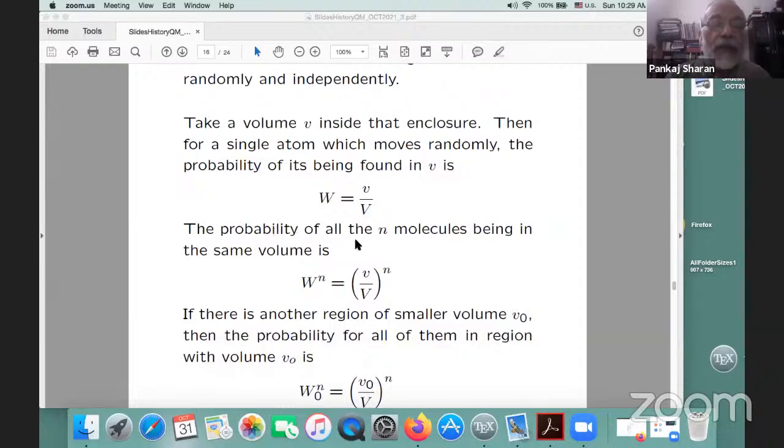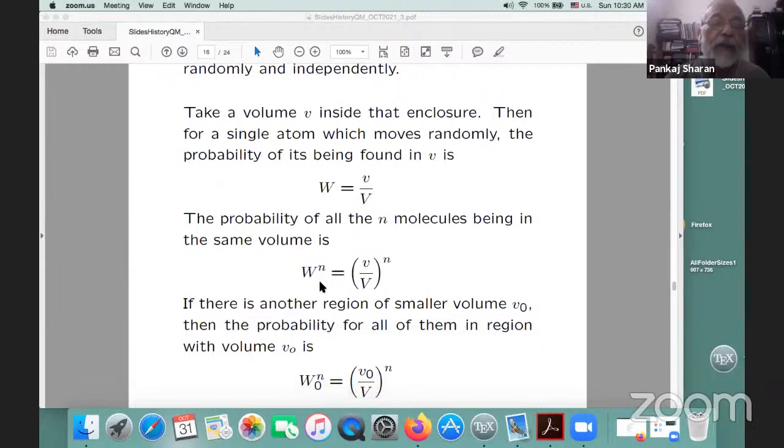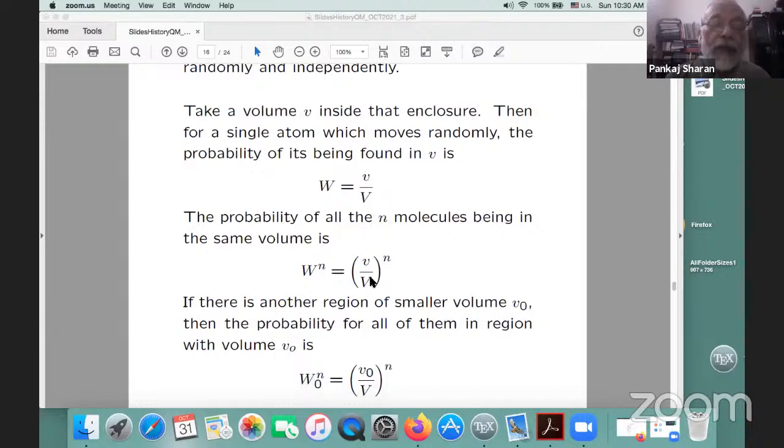And the probability of all the n molecules, since they are all independent, they don't affect each other's probabilities. So for n molecules it will be v upon V, that is small v over capital V, raised to the nth power. That is, the probability of the 2 will get multiplied, 3 will get multiplied. So if there are n number of molecules, the same probability will be raised to the power n.